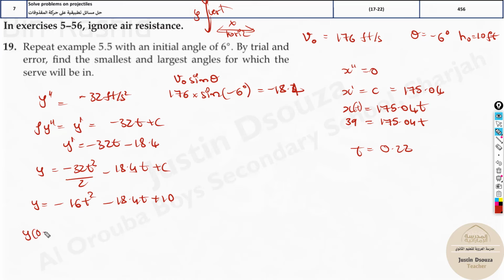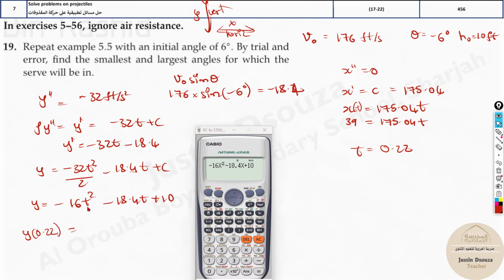So y of 0.22 is equal to, just substitute over here. I won't write it again. Let's do it in calculator directly. I have typed this equation over here. Let's calculate this at 0.22. So the answer is 5.17. Yes, that means it clears. So 5.18 I'll write feet. So it goes above the net. That's fine. Now what about the other part?